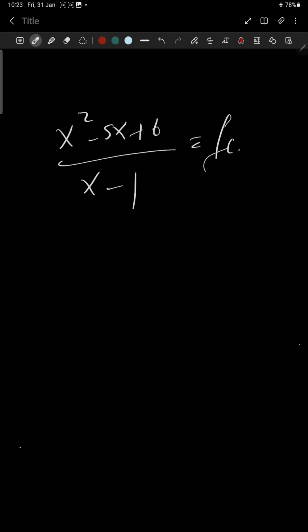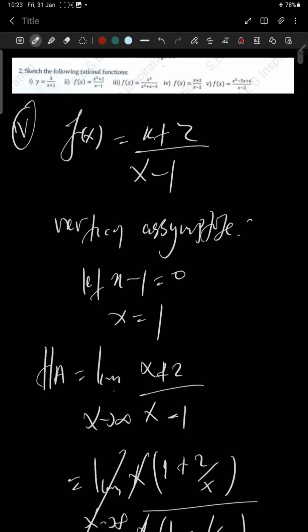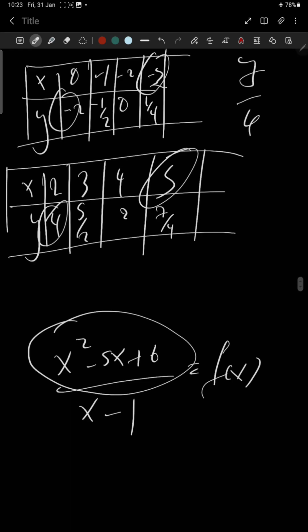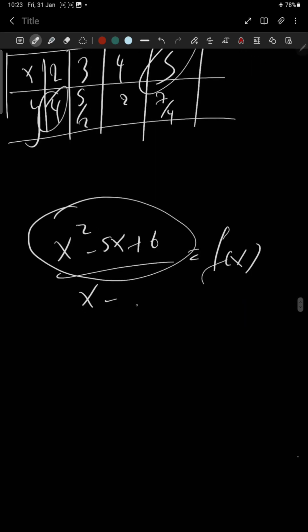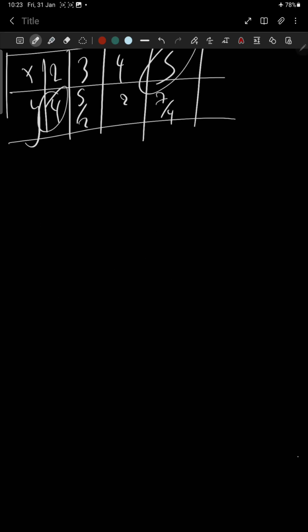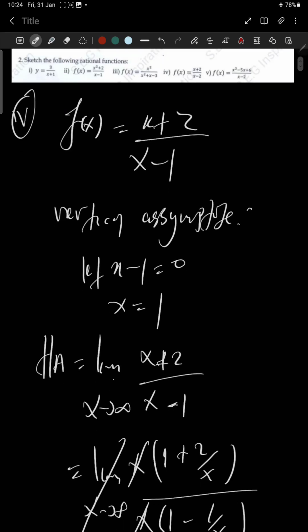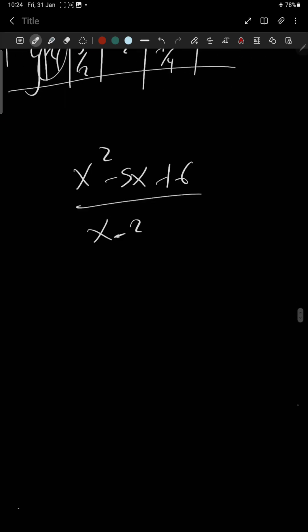Feel free to pause the video and try this. Okay, so now the first thing is, if you have a quadratic equation, before you proceed further to finding everything like the vertical asymptote, stuff like that, try simplifying the quadratic equation on a piece of paper.